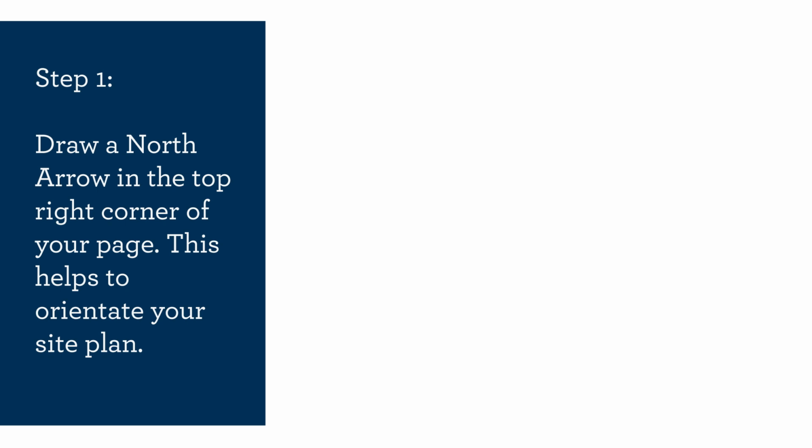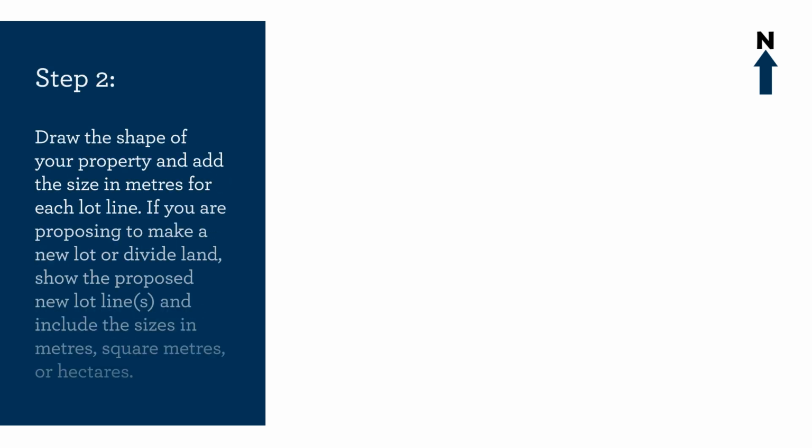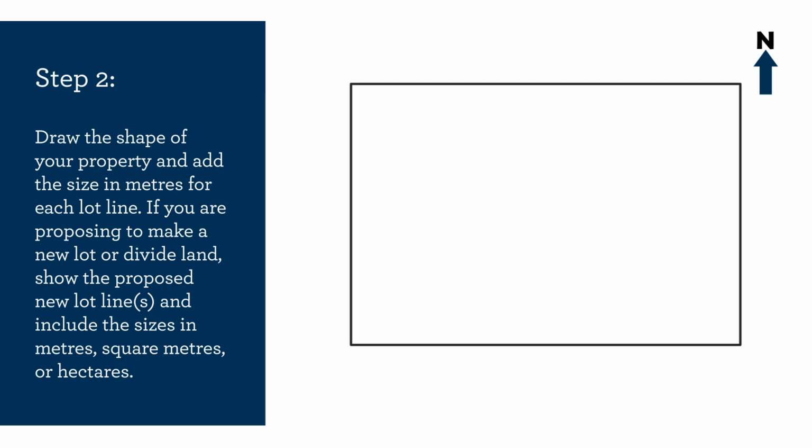Step 1. Start your site plan by drawing a north arrow in the top right corner of your page. This helps to orientate your site plan. Step 2. Draw the existing shape of your property. Add the length of each lot line in meters.